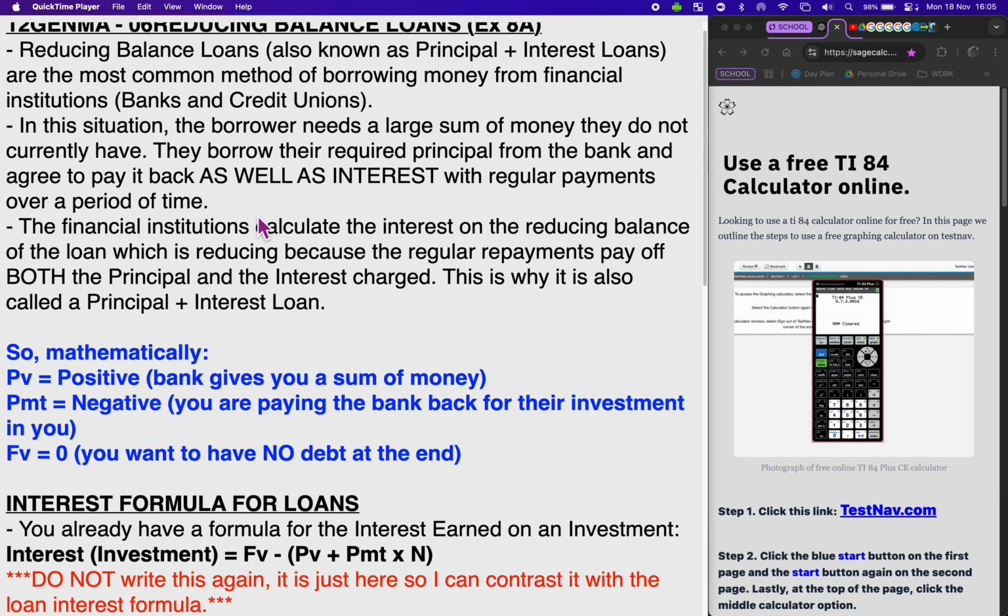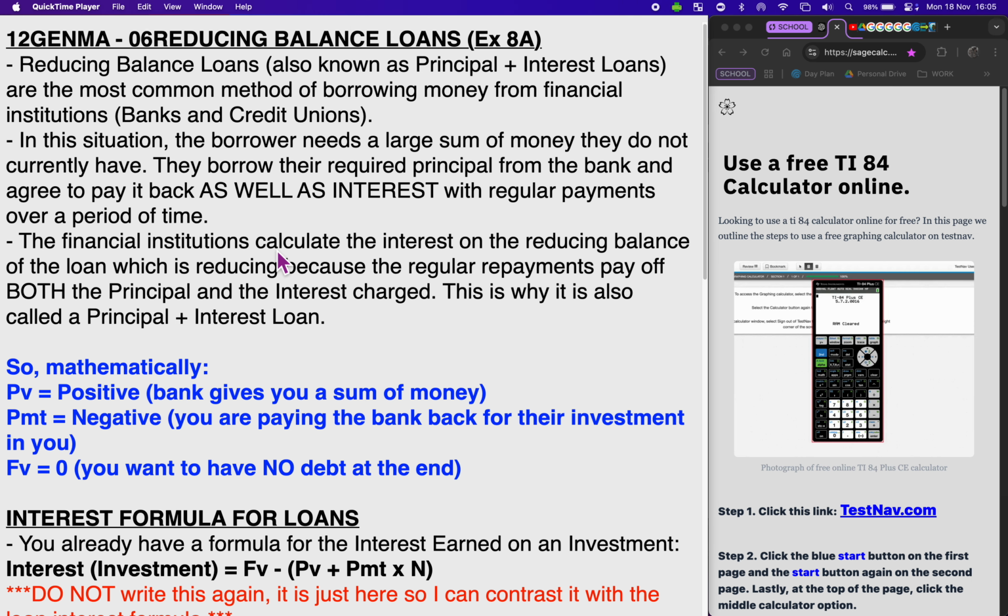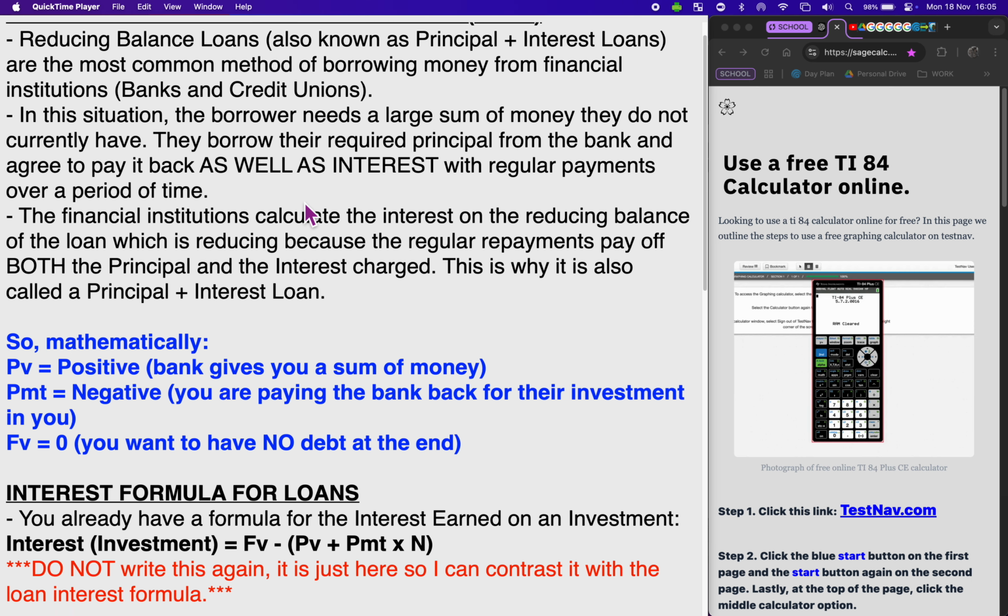In this situation, when you're doing a loan, unlike what we've been doing previously, which is investments, where you put money in the bank and then the bank pays you interest on top, so at the end of the time you have a larger amount of money. But here, you're a borrower, and you need a big chunk of money straight up that you don't have right now. So you borrow the principal that you need from the bank and you agree to pay it back as well as interest with regular payments over a period of time. This time the bank is earning the interest from you.